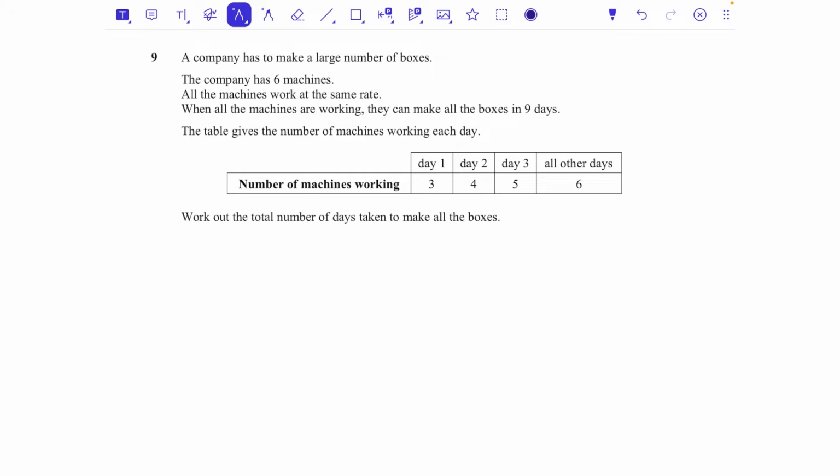So a company has 6 machines and it takes 9 days to complete all of the boxes that they need to make. So we're going to do 6 times 9 and that is 54. So it needs 54 days of machines running. We know that if all 6 machines are running, then it takes 9 days. So we need 54 days of machines working. So if there was only one machine, it would take 54 days. We need 54 machine days, if that makes sense.